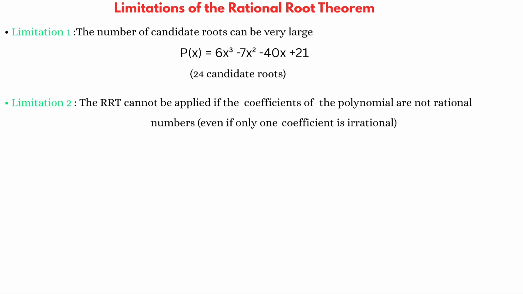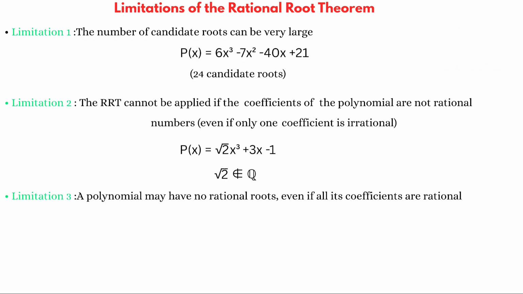Limitation 2. The rational root theorem cannot be applied if the coefficients of the polynomial are not rational numbers. For example, we cannot apply the theorem here because the square root of 2 is not rational.